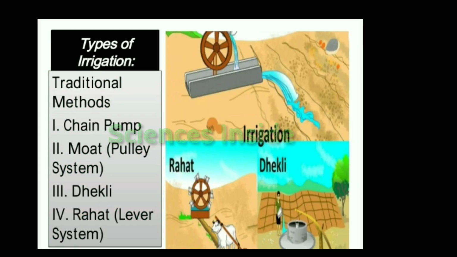So there are various traditional and modern methods of irrigation. These are chain pump, pulley system, dhekli, lever system also. These systems use cattle or humans to pull water from the well. Although these methods are cheaper, they are not efficient. Pumps are also commonly used for irrigation and are run using diesel, biogas or electricity.